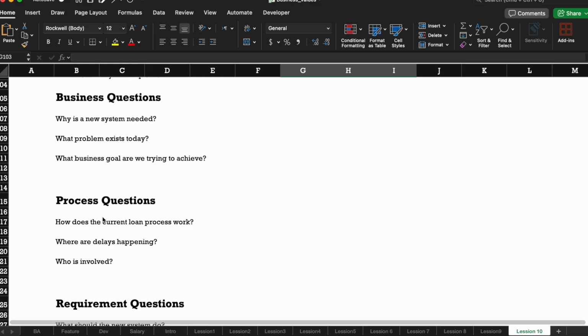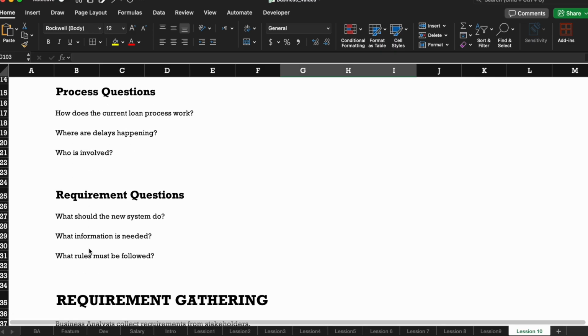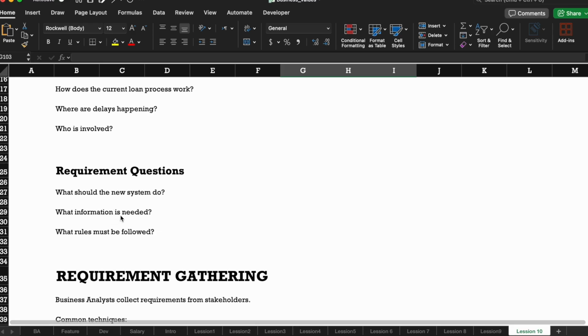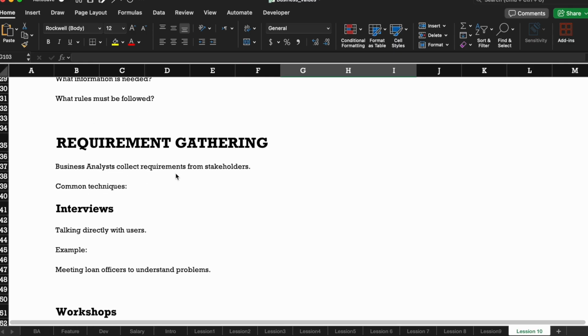Okay, so process questions: how does the current loan process work? Why are delays happening? Where are the delays happening? Who is involved? Requirement questions: what should the new system do? What information is needed? What rules must be followed? Okay, so requirement gathering means collecting requirements from stakeholders.